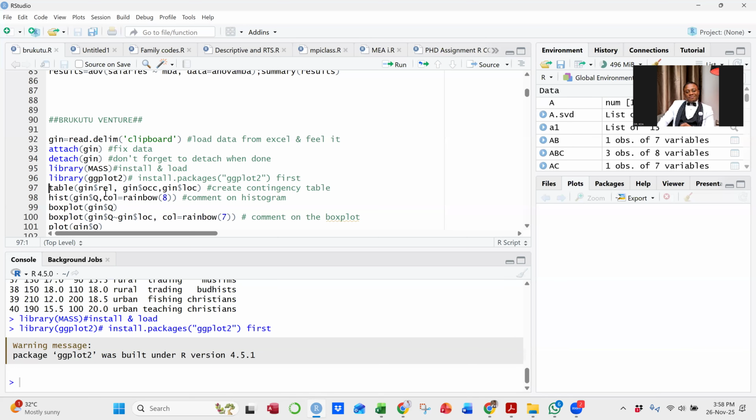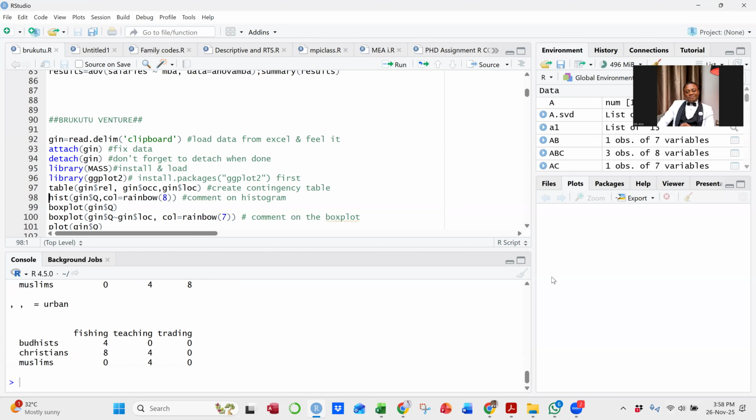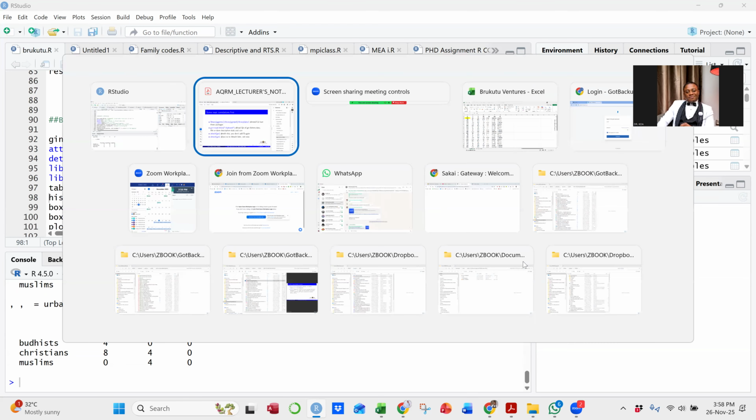Please, Emily, have you done the contingency table? No, Doc, we didn't do contingency. So this is a contingency table. So let me see.